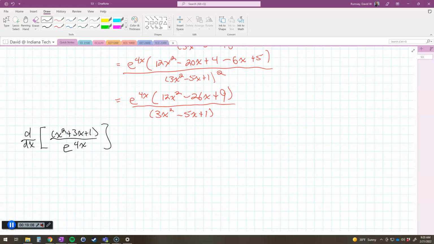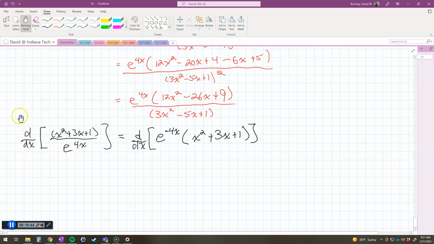But if the problem doesn't explicitly say that you have to use the quotient rule, you could rewrite this as the derivative of e to the negative 4x times x squared plus 3x plus 1, and change it into a product rule by using negative exponents. You have to be careful when you do that, and also because if the problem says explicitly to use the quotient rule, you better use the quotient rule.